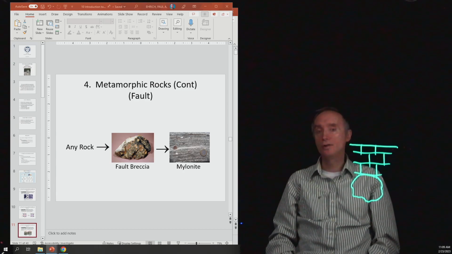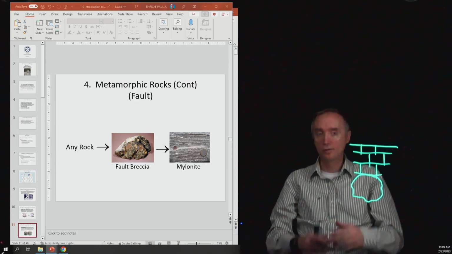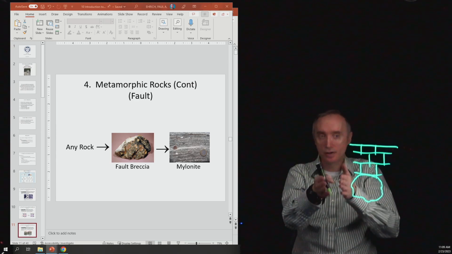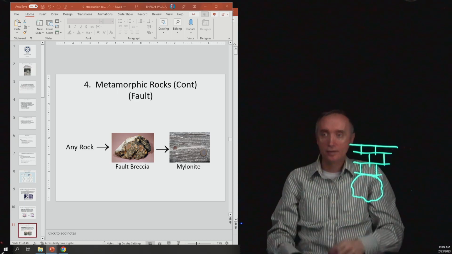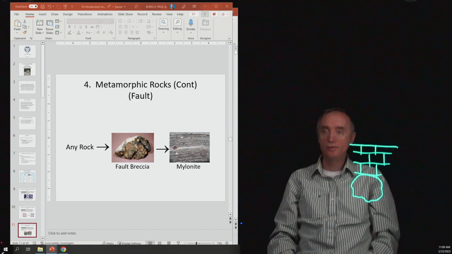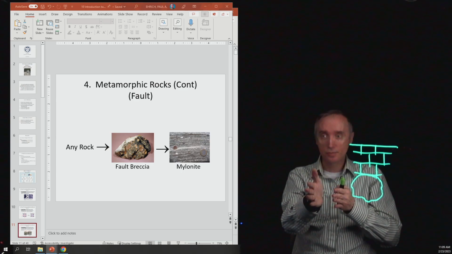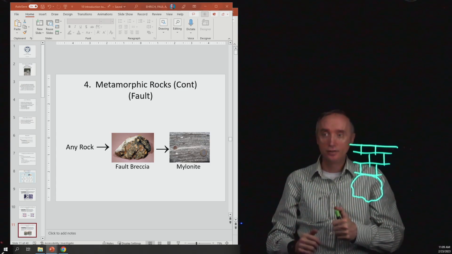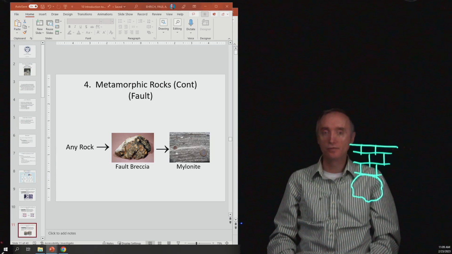Okay, then you could also have rocks that get caught in a fault. So where the rocks are moving past each other, the rocks that are in between where the two rocks are at can be pulverized. So if you start with any kind of rock, so it could be an igneous rock, a sedimentary rock, or even a metamorphic rock, and you subject it to these stresses where these plates are moving past each other, you can shatter the rock, and then it can be welded back together as fault breccia.